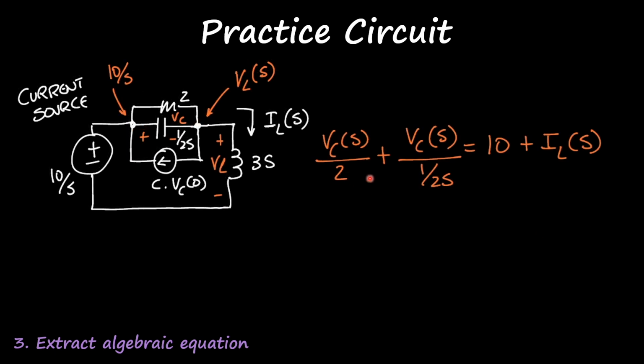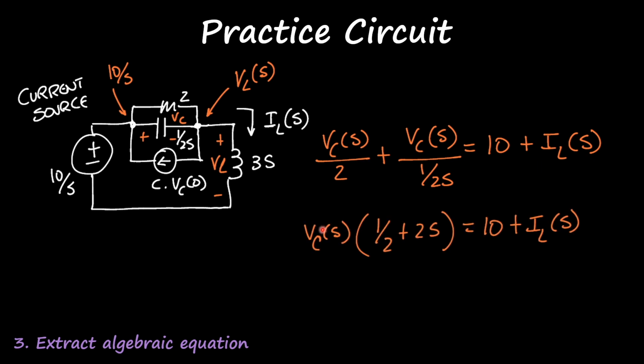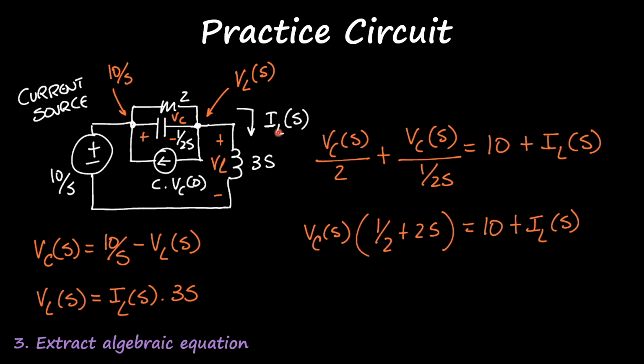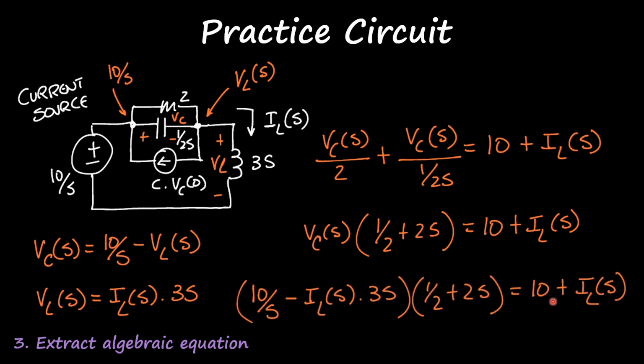Alright, so I have that equation. Now I can see that Vc is a common factor. I can put it out. Another thing I can do is to write Vc in terms of VL. Notice that Vc is simply the difference between 10S minus VL. And VL is related to IL by applying Ohm's law. So if I plug this equation on top of VL and then all these on Vc, I get the following equation.